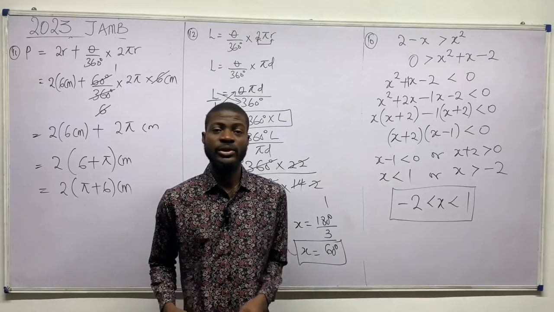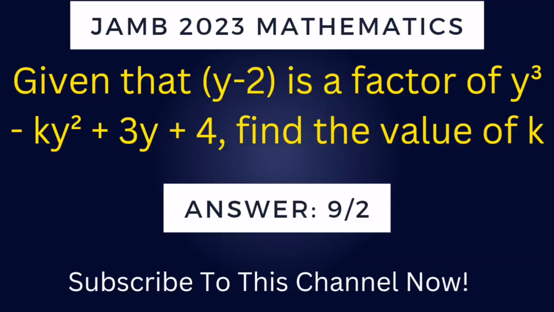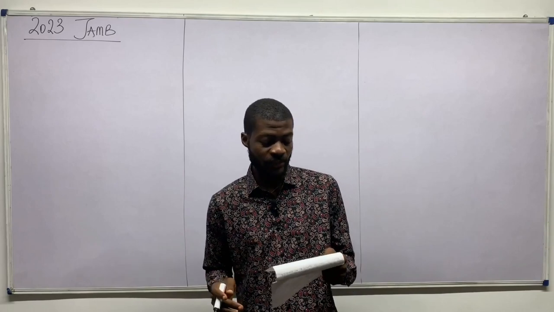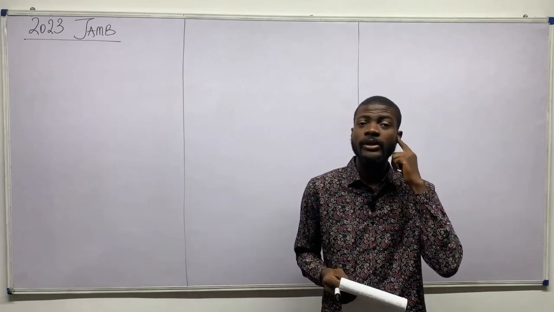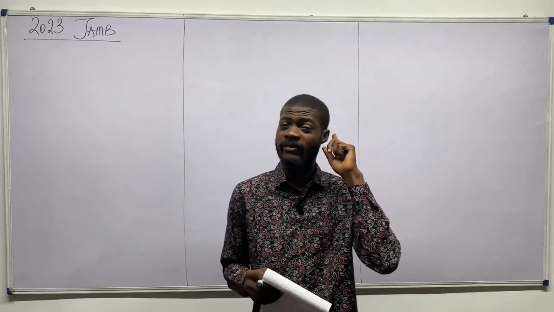So the next one is question 13. Given that y minus 2 is a factor of y cubed minus 4y squared plus 3y plus 4. Find the value of k. Well, this is polynomials and it's a topic you need to take very seriously. So this very guy is talking about factor theorem. We're talking about the factor theorem.